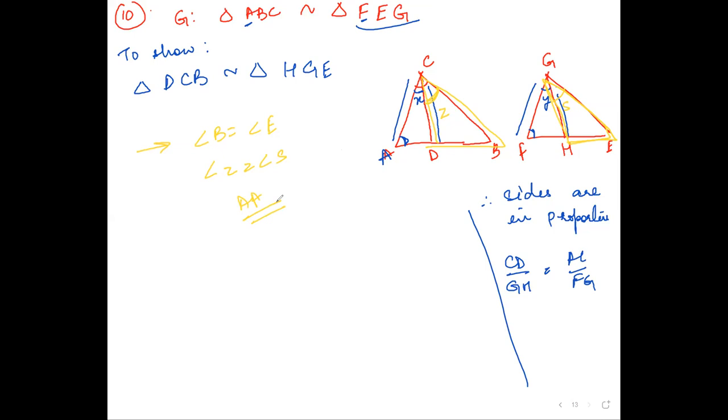Third part, DCA is similar to HGF. DCA, that means this small one, is similar to HGF. So here you can make use of the result of the first. Yes, ma'am. Yeah. So please complete question number 10.